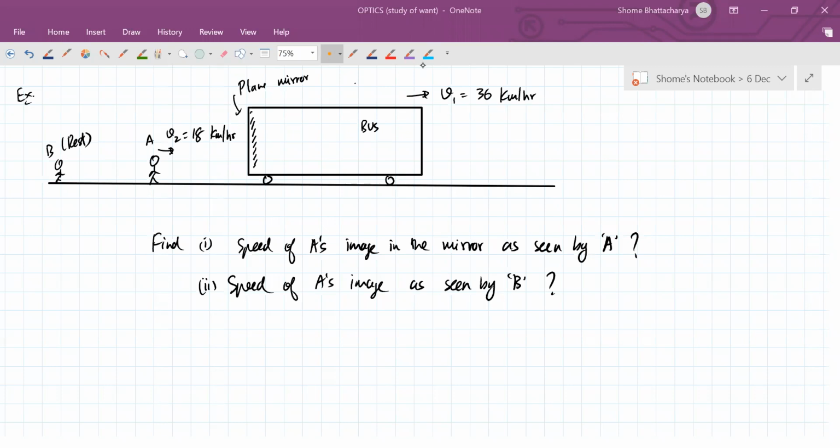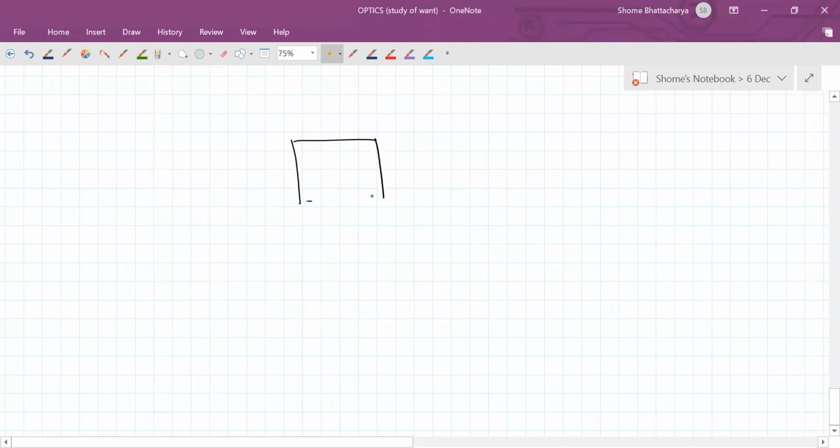Yes, Nikita, your answer is correct. Okay, so see, the easiest way to do this question, I'll explain, is that suppose you are in the mirror's frame, you are in this frame, then what does A's velocity appear to be? A's velocity will appear to be like this.